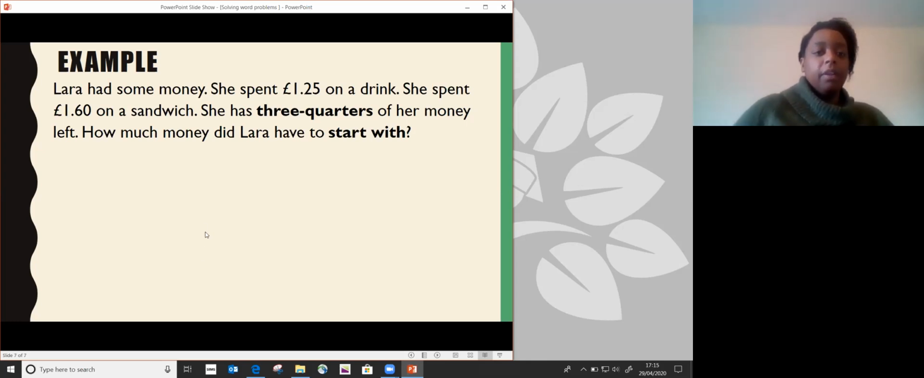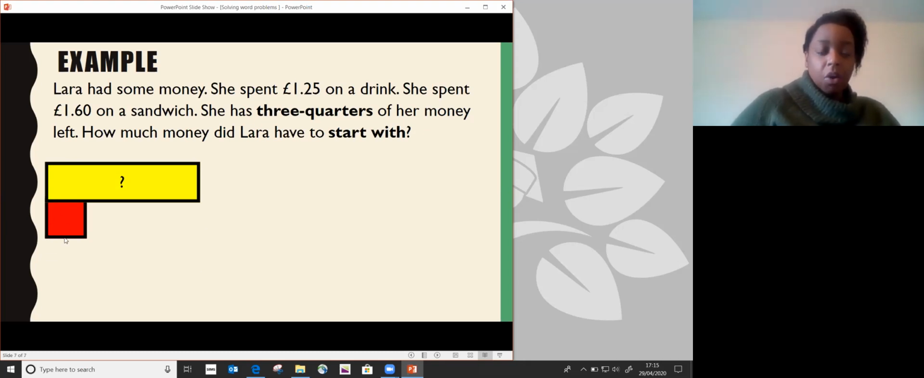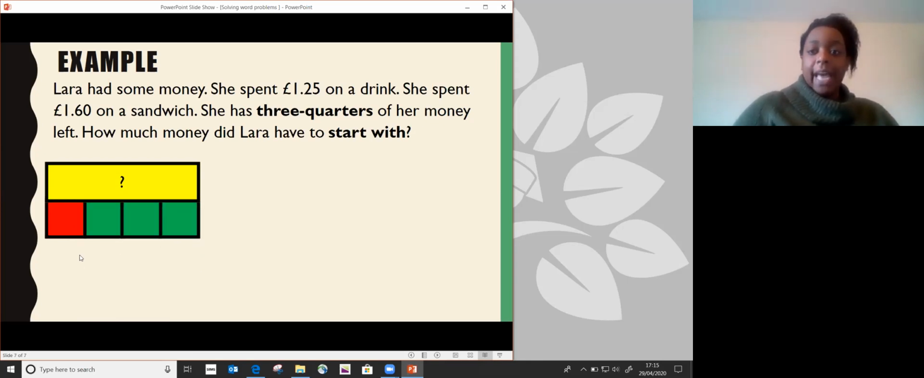Right, so first of all, we don't know how much money Lara had to begin with. So she's gone into the shop. We don't know how much money was in her purse, but we know that once she's bought her 2 items, that she has 3/4 of her money left. So the red box represents the amount of money that she spent on those 2 items, and the green boxes represent how much she has left.